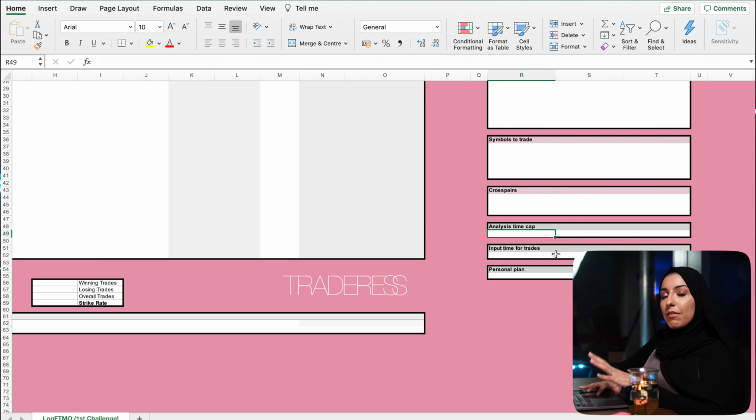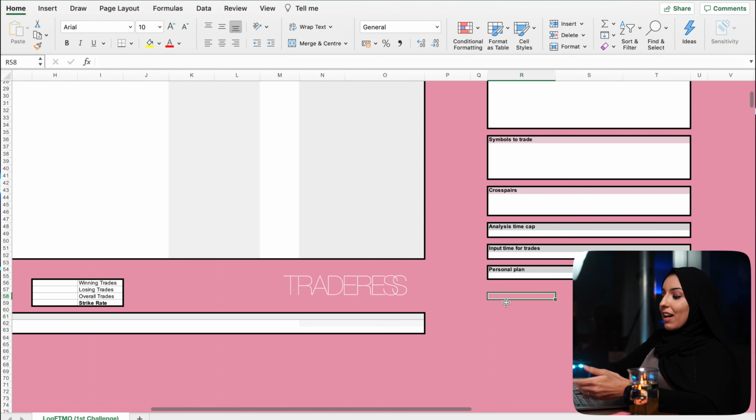In the input time for trades, why I focus on this is because I want to actually see how much time I have taken to input those trades, and then what I can do is combine this and actually see how much I have made overall for the week and how much time I have actually put in overall for the week. And overall, what has my input to output been and has it been productive?